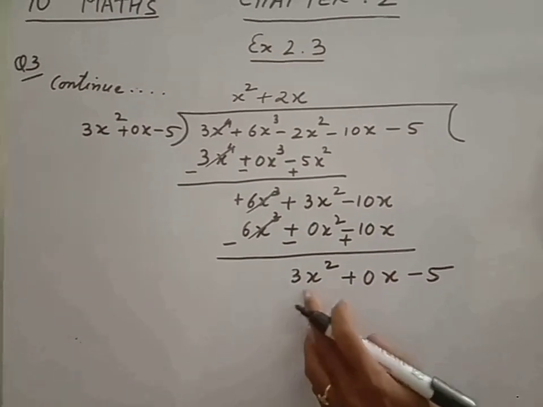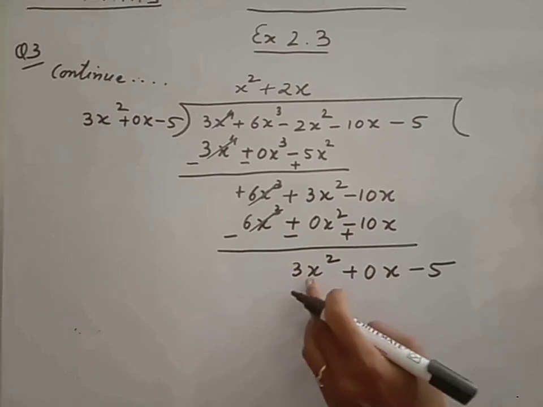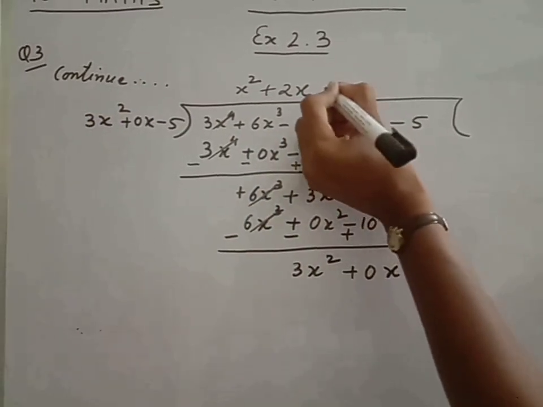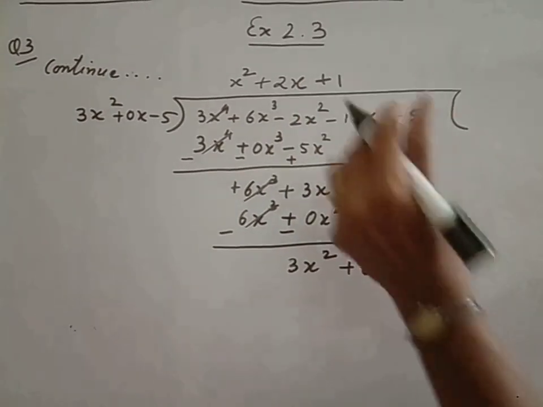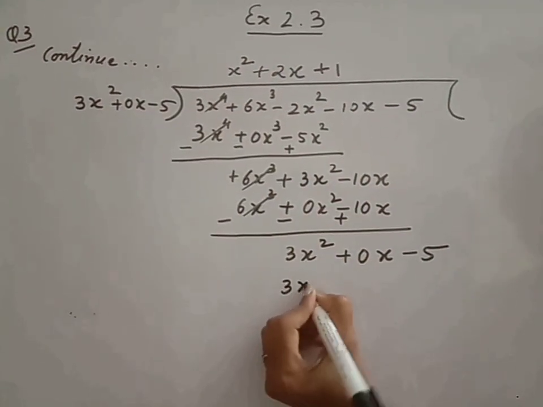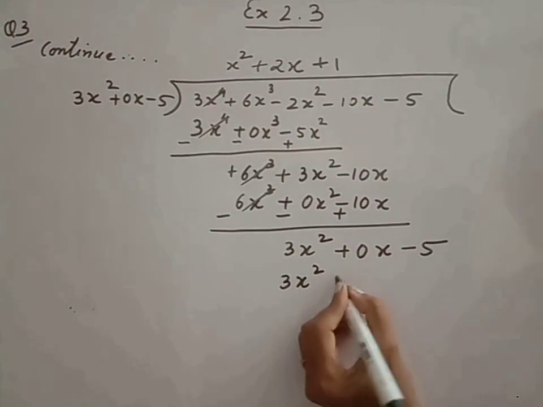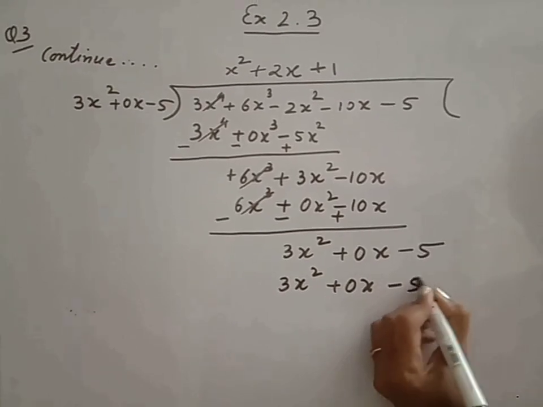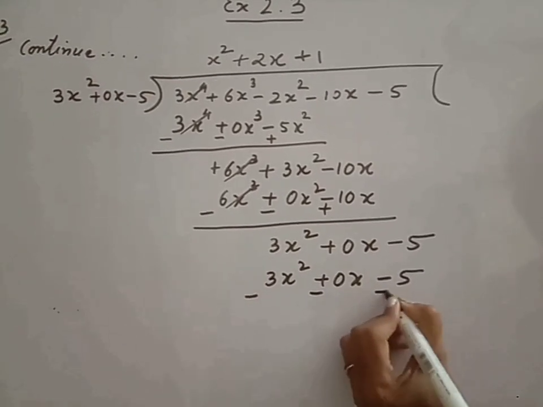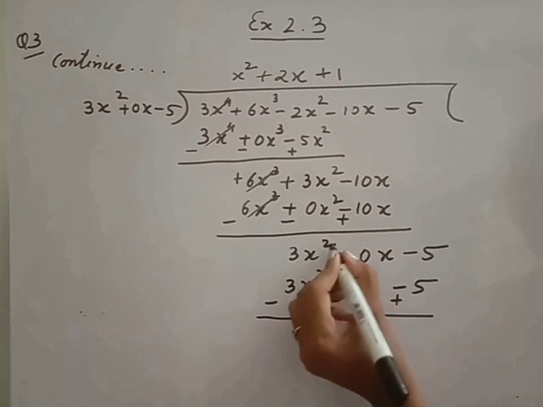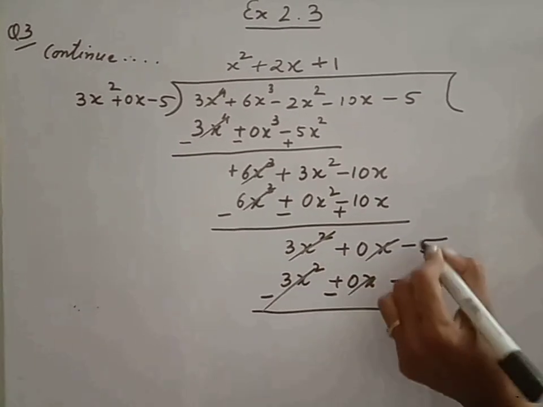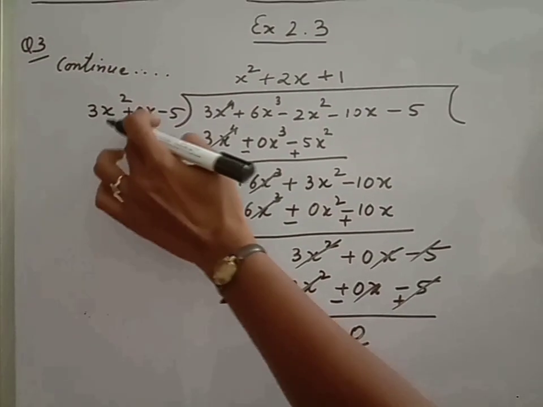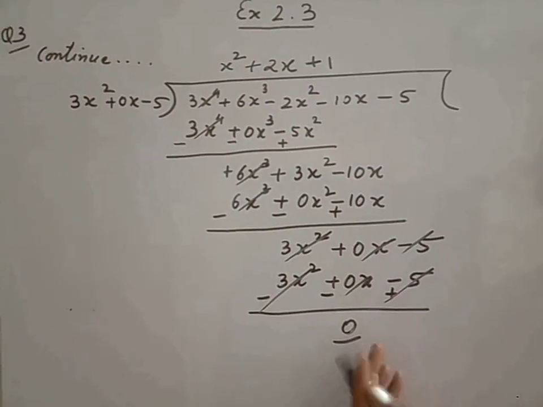What should be multiplied to get 3x square? 3x square is already there, so I will multiply by 1. So 1 into 3x square is 3x square, 1 into 0x is 0x, 1 into minus 5 is minus 5. Change the sign. So minus gets cancelled, this is already minus 5 plus 5. So my remainder is 0. Obviously, since this is a factor of p(x), the remainder must be 0.